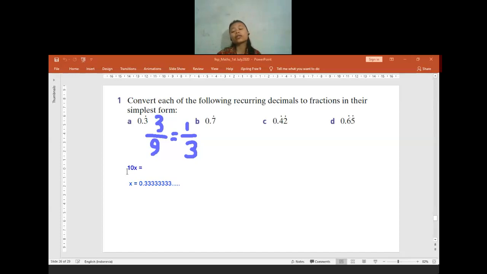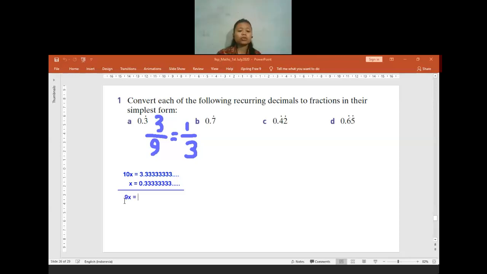When it is 10x, so the 10x will be equal to how many? 3.3333, never stop. Anyone who gets confused so far? No. Okay, now let us do subtraction all together. How many x will it be if I do subtraction? 9x. Okay, 9x equals 3.